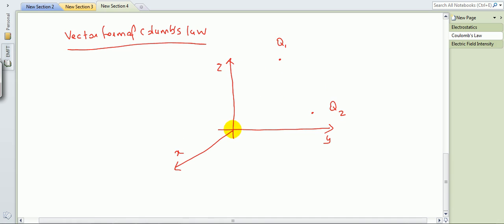So this is my origin, and this is the distance from the origin to q1 and q2. Suppose this vector is r1 vector and this vector is r2 vector. What are these vectors? These are the position vectors of these points. Suppose this point is point P and this point is point Q. This is the origin, so the OP vector is the position vector r1, and the OQ vector is the position vector for q2.